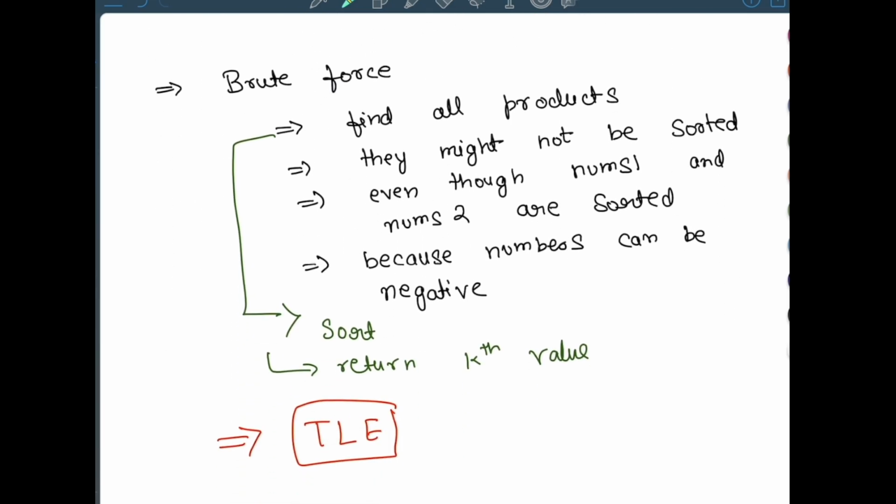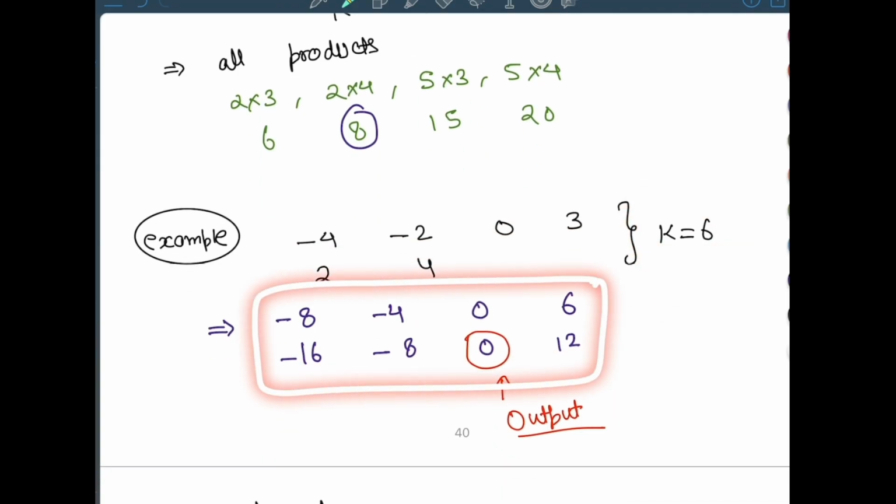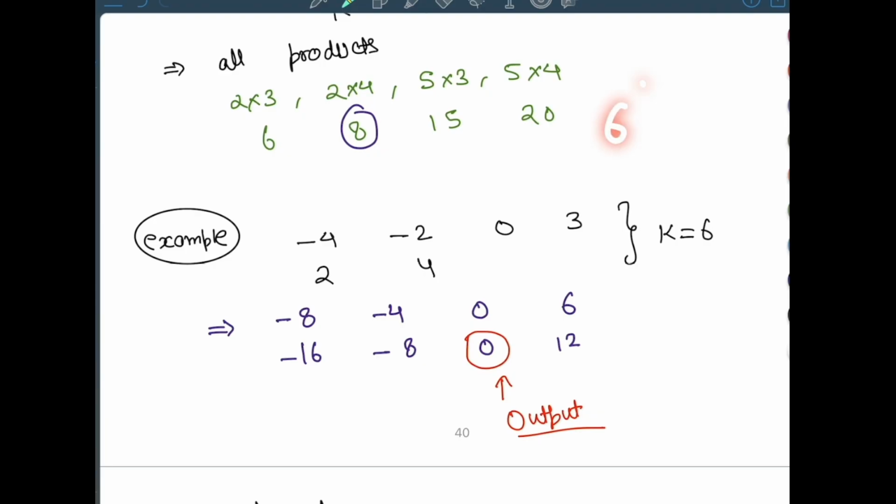Now if I try to solve this particular problem using brute force, no logic, nothing, just complete brute force, then what we can do is find all the products which are possible, just like what we did while we were trying to understand the examples. If this is the nums1, this is nums2, find all the products which are possible. Then how can I find the sixth smallest? I can just sort this particular data and try to return the sixth smallest, right?